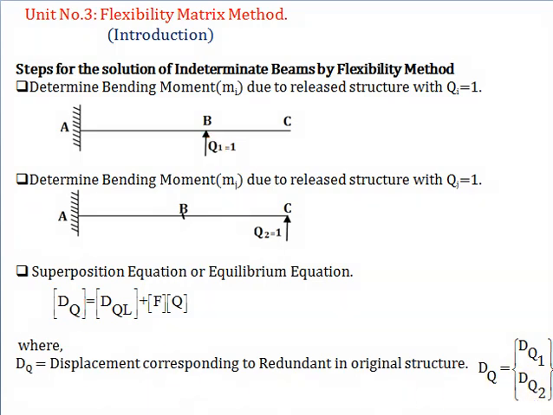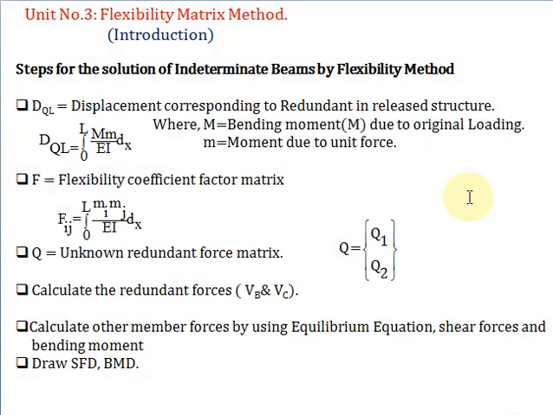Okay. So the next step is to find out the DQL. So DQL is nothing but the displacement corresponding to the redundant in the release structure. Release structure means that structure is the statically determinate structure, and you have to find out the DQL, that is nothing but integration 0 to L of m into M upon EI into dx. So M is nothing but the bending moment due to the original loading, and small m is nothing but the moment due to the unit force. Okay.